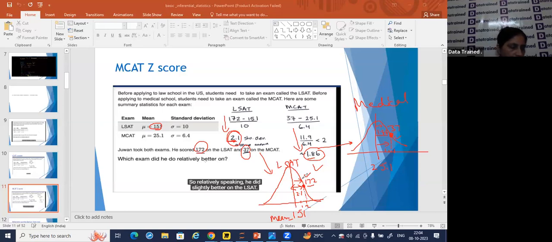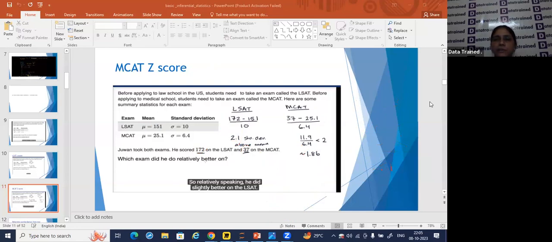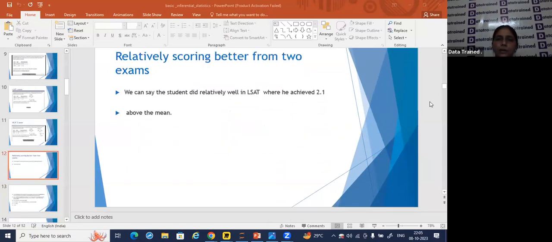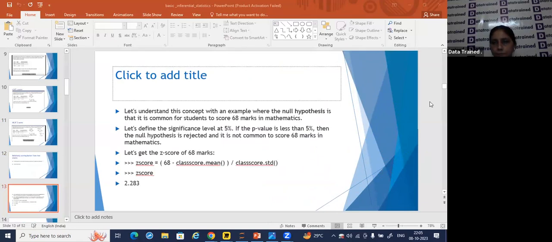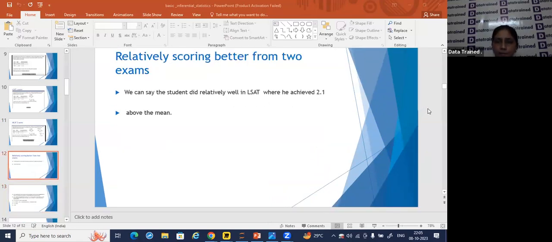You got it? So LSAT is better. So the student did well in the law examination. Don't think that 1.86 is near to the mean value. That is wrong. You have to think that any standard deviation which is far away from the mean means the student is achieving more marks. So LSAT, in this way you need to understand these values. Interpretation in this way we can give. In the LSAT examination he is doing better. So the point is that in this way we need to understand the data.